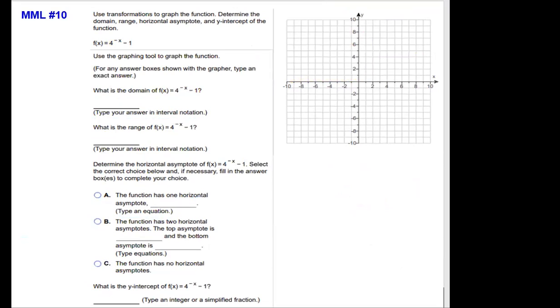Number 9, same basic thing. If you start with the basic graph of y is equal to 4 to the x, that would be this graph, runs along here, goes through 0, 1, and shoots up. But then if you bring into play the 4 to the negative x, now we're looking at the negative part.